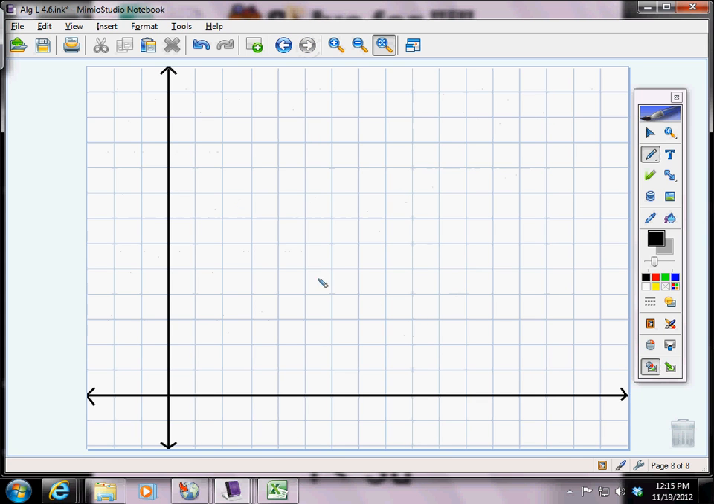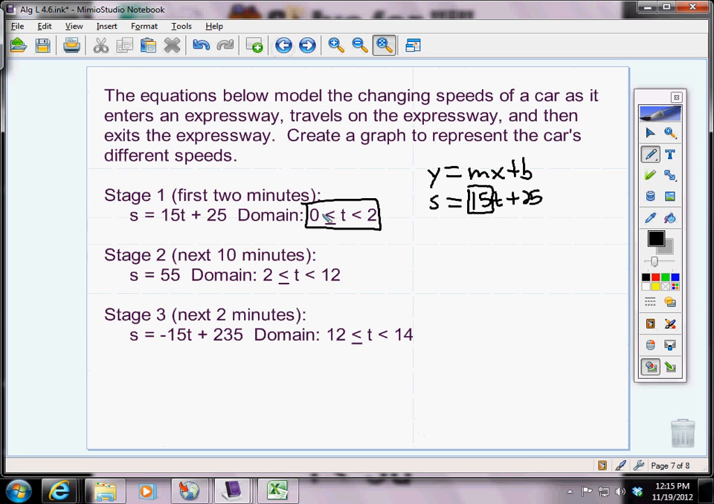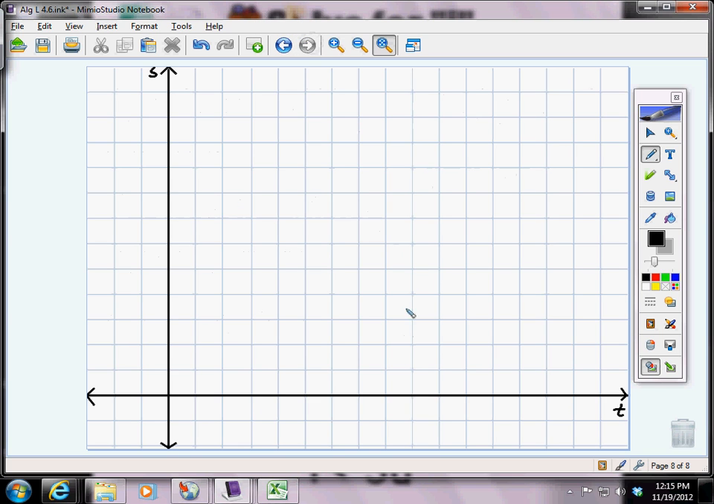So let me just kind of start here with the graph. These are going to represent our speed, and this is going to represent our time. And if you look at our time here, we're going from 0 to 2 the first 2 minutes, and then we're going to 12, and then up to 14 minutes. I guess I shouldn't say miles per hour per se, because it's talking about minutes here. So I need to go up to 14. 2, 4, 6, 8, 10. Yeah, it should be enough. So 1, 2, 3, 4, 5, 6, 7, 8, 9, 10, 11, 12, 13, 14, 15, 16.